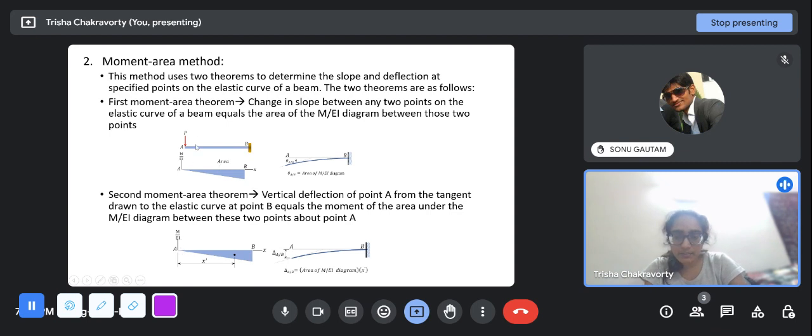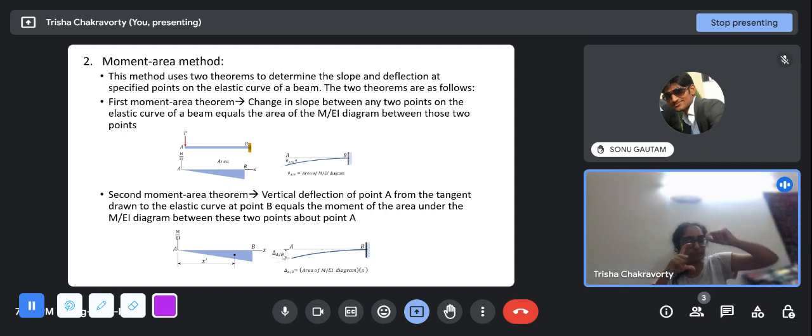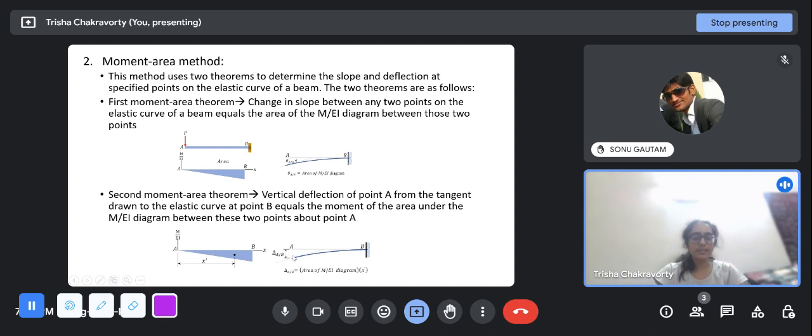So this is the M by EI diagram for this loading condition. And here the tangent drawn to the elastic curve at point B is a horizontal straight line, because this is a fixed end and there will be no rotation. So this is the tangent, and this is the deflection of A. Delta A slash B stands for the distance between the tangent at B, wherever it intersects at A, and the deflection at A. Here, coincidentally, since the tangent is horizontal, delta A slash B is equal to delta A, but the tangent could also be an inclined line, right?